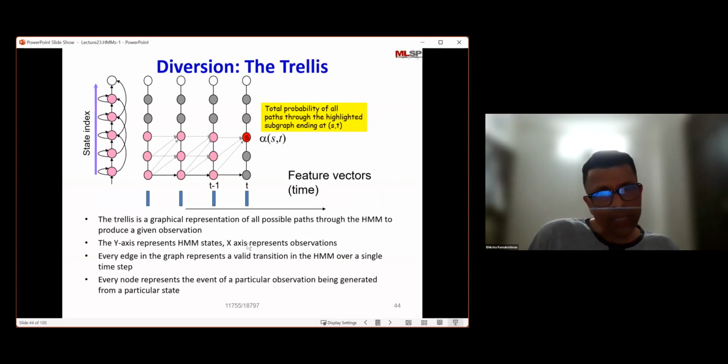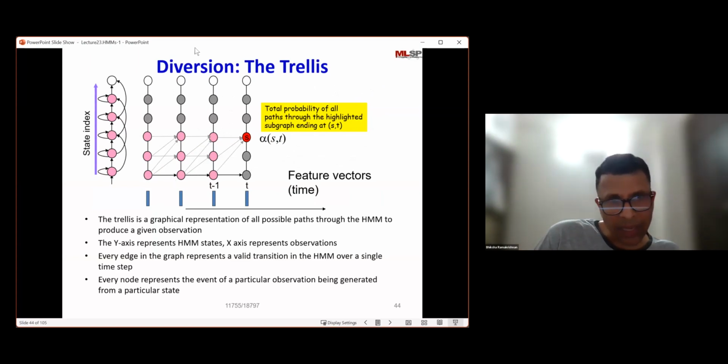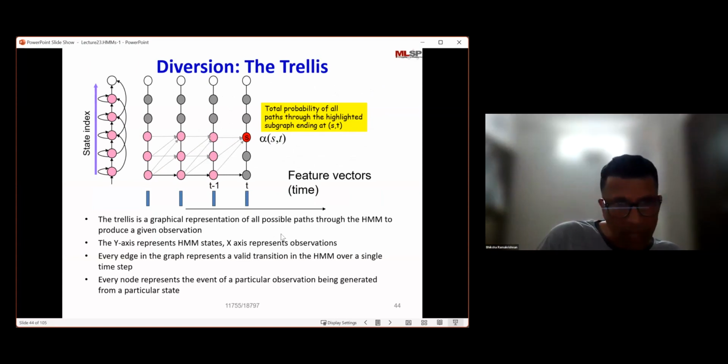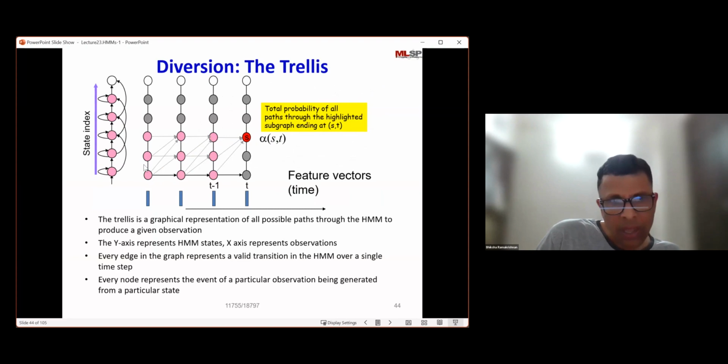Now let's consider this sub portion of the trellis. Again, ignore the vertical lines, they're just there to help me with my pictures. If I look at all of the paths in this sub portion of the trellis, they're all ending here. So this subgraph represents every possible state sequence that the process could have followed that ended in this state S at time t, while also generating this observation sequence. Does that make sense?